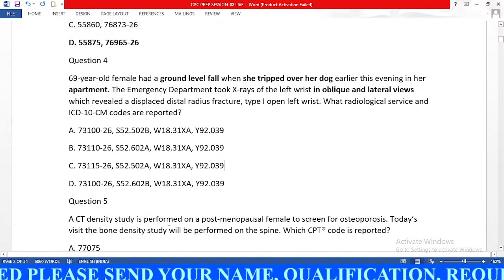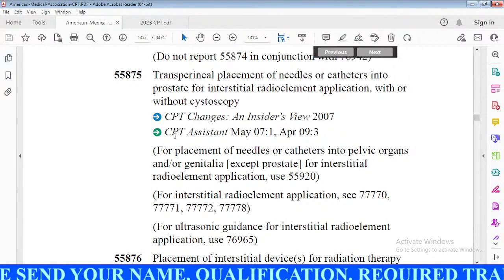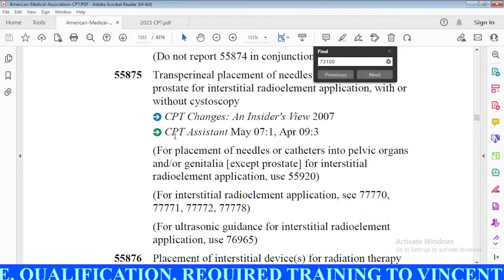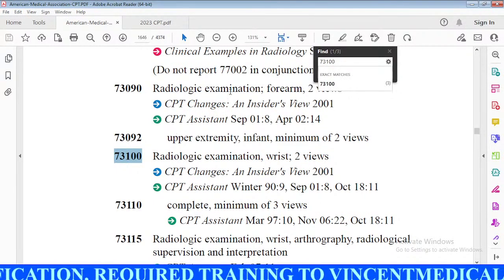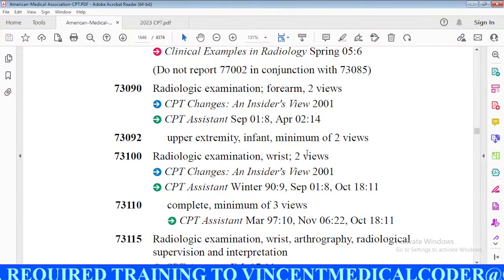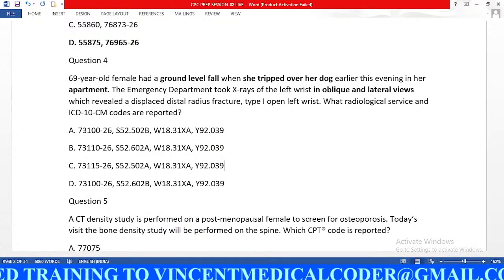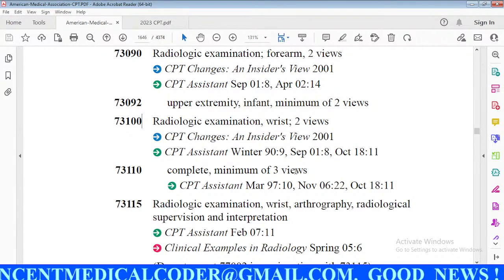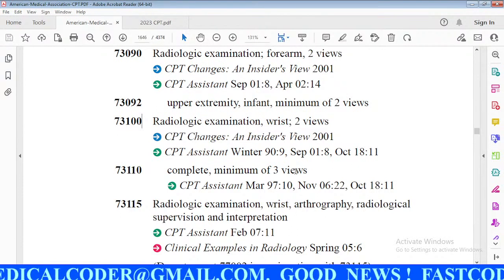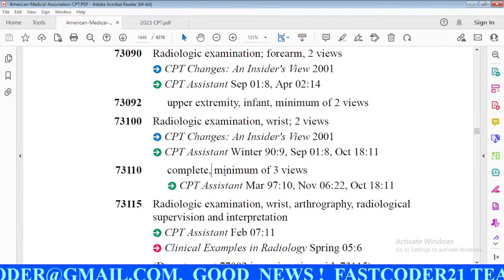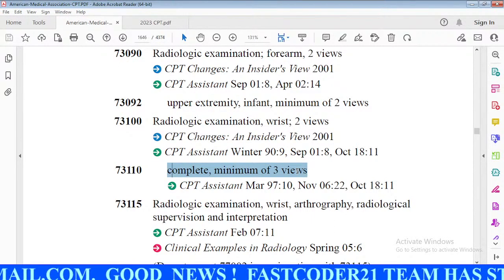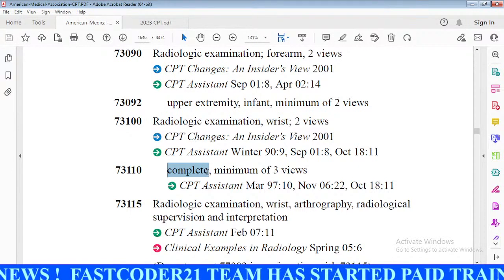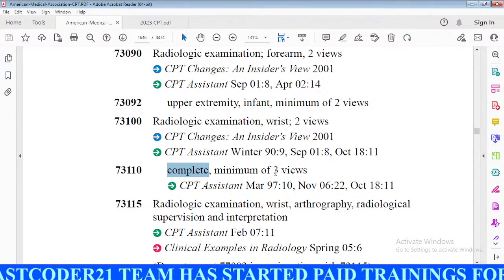So here our 73100, 26 modifier, we will check 73100. So radiological exam, wrist, two views. So our CPT code is correct for both A and D. We will check 73110, 110 and 115. So 110, complete, minimum of 3 views. So basically, in order to make an X-ray complete, we need to have 3 views. That's why they have mentioned here complete. We need to understand that a complete study consists of a minimum of 3 views. We can have more than 3 views, it will come under complete only. So 73110 is wrong, as we are having only 2 views.